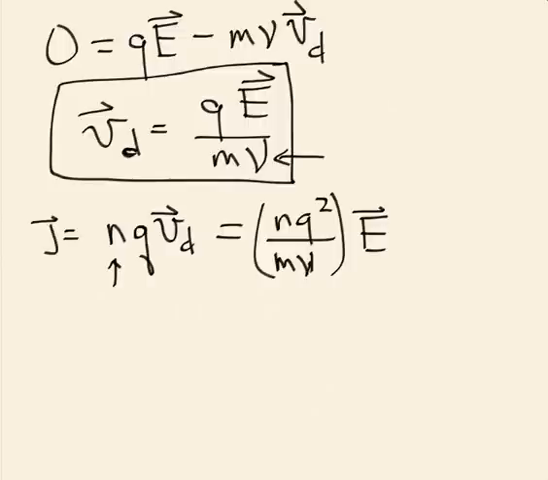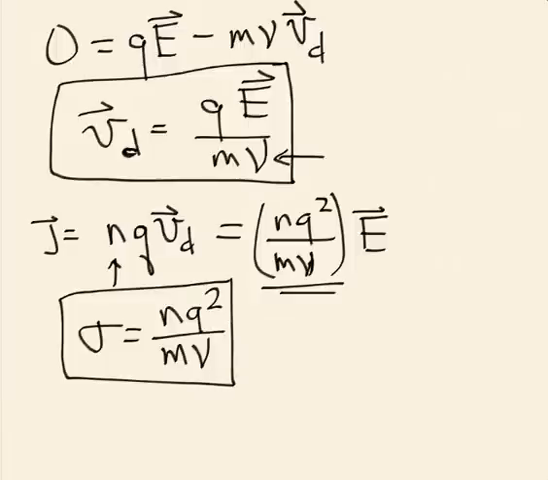And so now we have our connectivity coefficient from our model. The connectivity is then NQ squared over M nu. So if we take this simple model where the drag is proportional to the velocity, we get Ohm's law out of it, and this is what the connectivity looks like. And of course we can invert that to get the resistivity. The resistivity then is just going to be M nu over NQ squared.